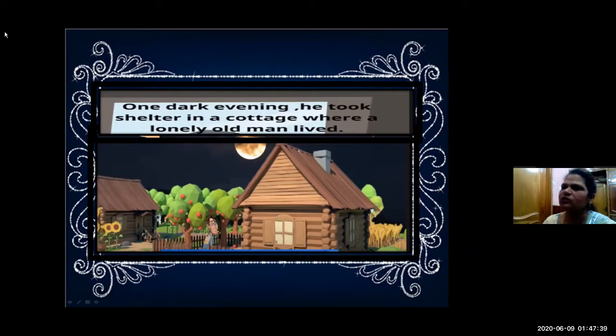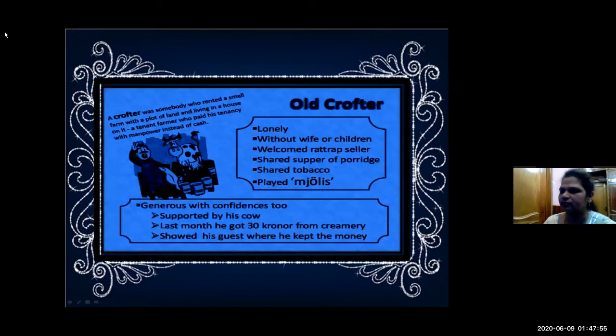While he was selling the rattraps, it became dark. He wanted to spend the night somewhere. So he took shelter in a cottage where an old person was living. This person was a crofter. What is a crofter? A crofter means a small farmer.